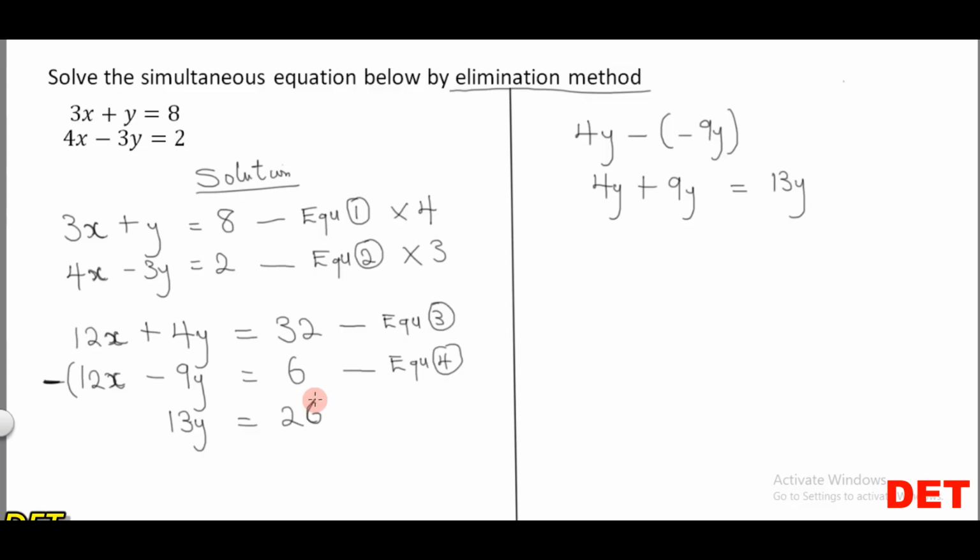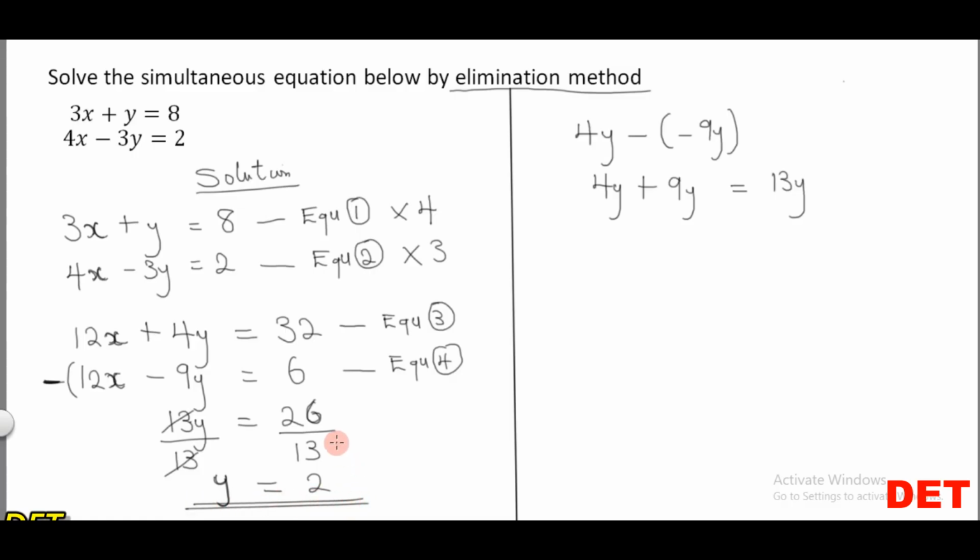Having done this, the next thing I'm going to do is to divide both sides of the equation by the coefficient of y, so that I can get my y. The coefficient of y is that number that is attached to y, which is 13. So this will be divided by 13, so that this 13 will cancel out this 13, and that will make my y stand alone. So my y will be equal to 26 divided by 13, which will give me 2. This is the value of my y.